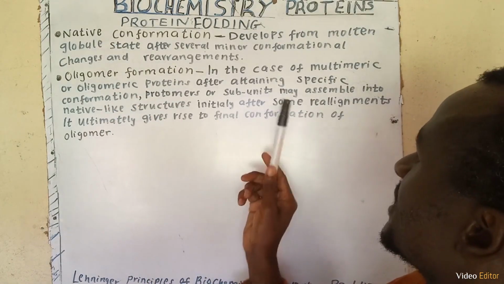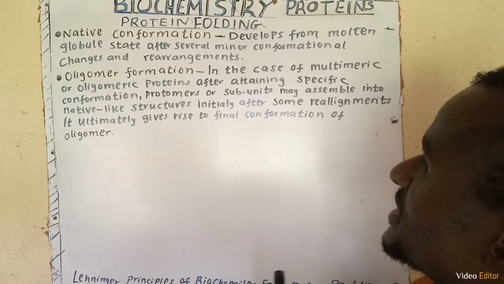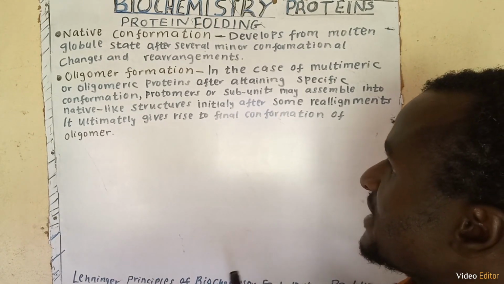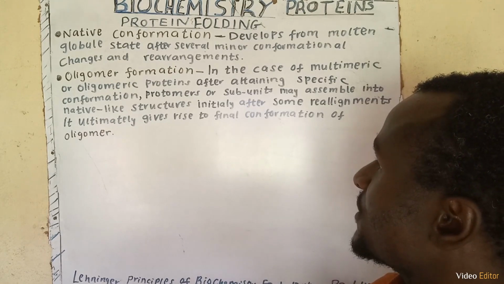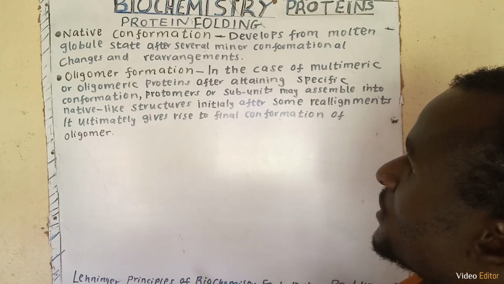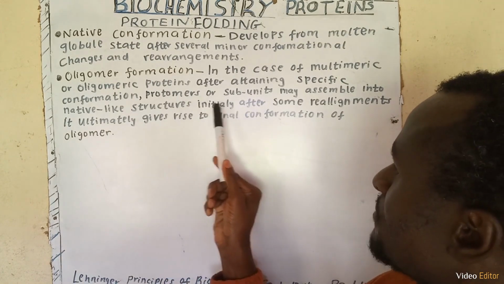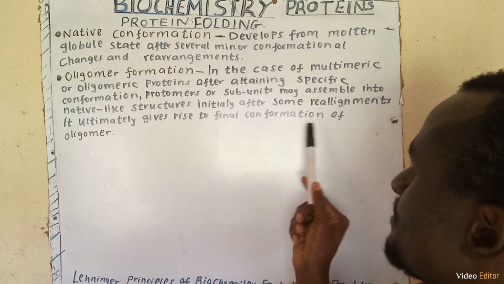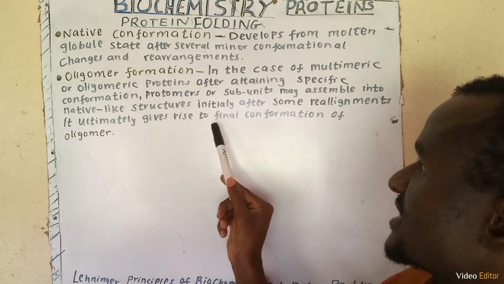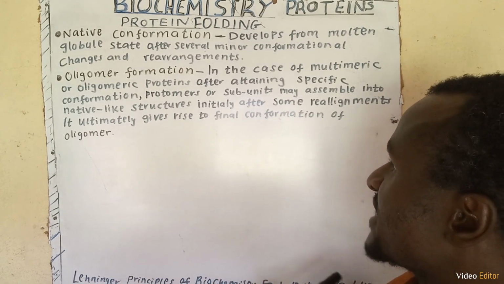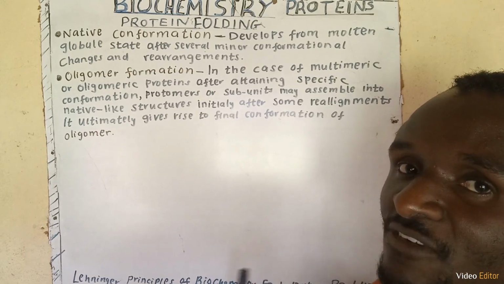Native conformation develops from molten globule state after several minor conformational changes and rearrangements. Oligomer formation: in the case of multimeric or oligomeric proteins, after attaining specific conformation, protomers or subunits may assemble into native-like structures, initially after some realignments. It ultimately gives rise to the final conformation of an oligomer.